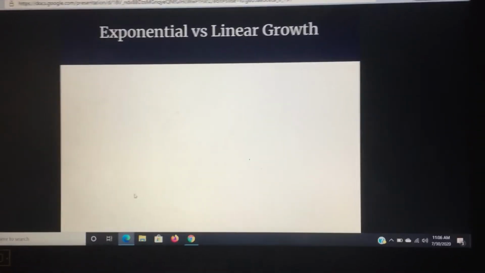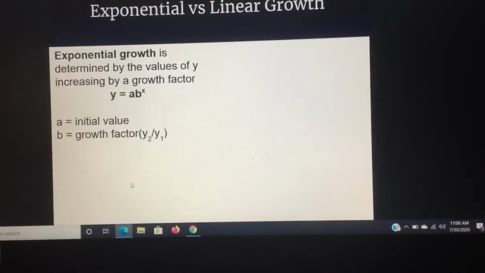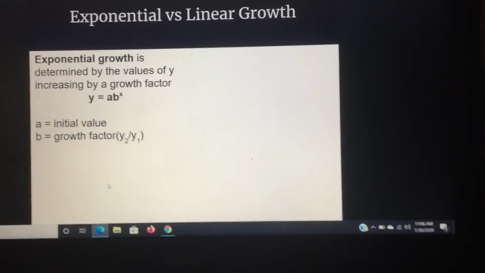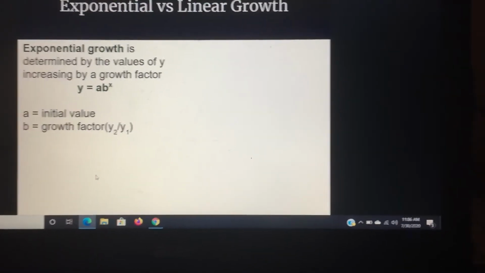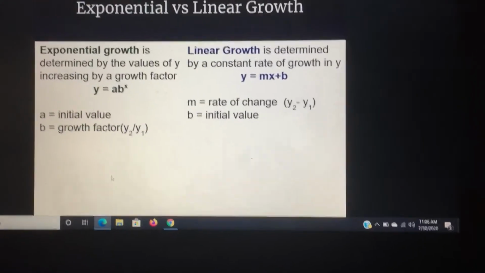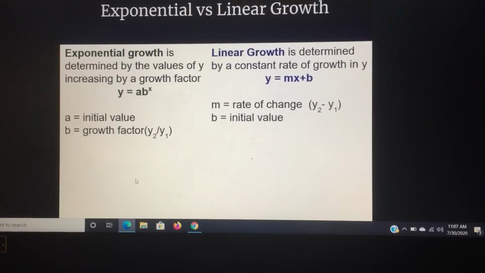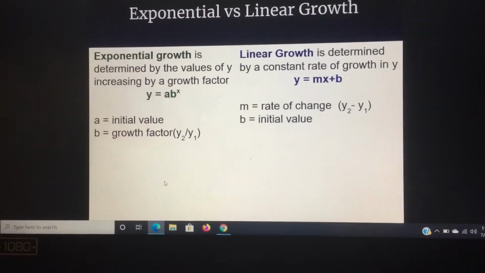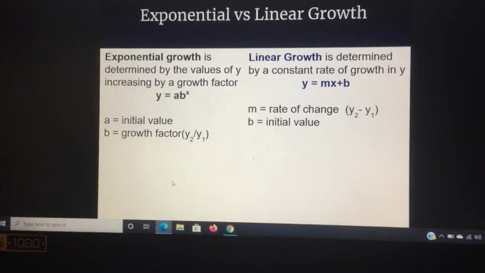Okay, so again, exponential versus linear growth. Exponential growth is determined by the value of y increasing by a growth factor, with the equation y equals ab to the x. And a is the initial value, b is the growth factor, which you can calculate from y2 divided by y1. And then linear growth is determined by a constant rate of growth in y, where you have y equals mx plus b, where m is your rate of change and b is your initial value.